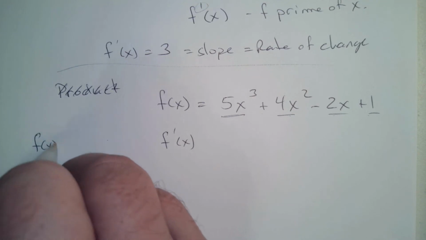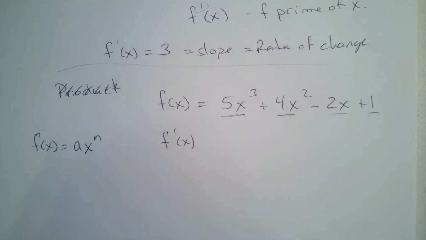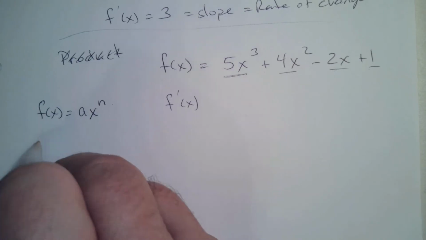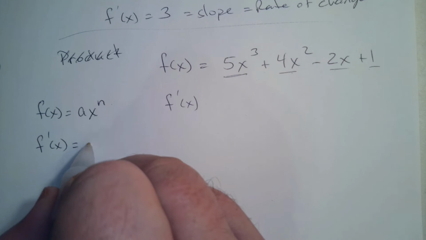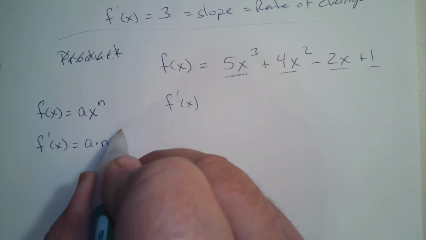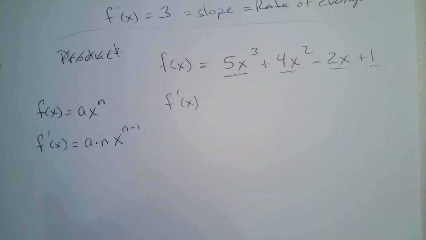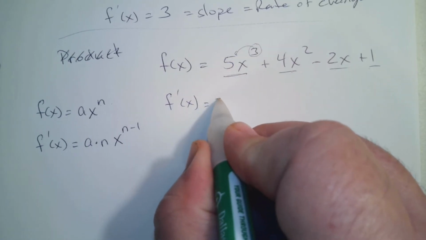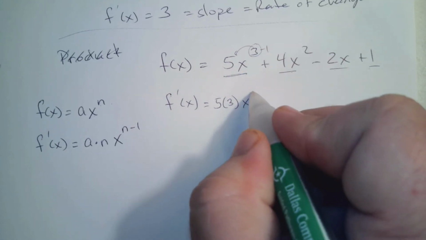If f of x equals ax to the power n, a is a coefficient, x to the power n, the derivative is a times whatever the power is to the power n minus 1, meaning you bring down the power and subtract 1 from it. So the 3 goes down here, so we have 5 times 3, so 3 minus 1 is 2.